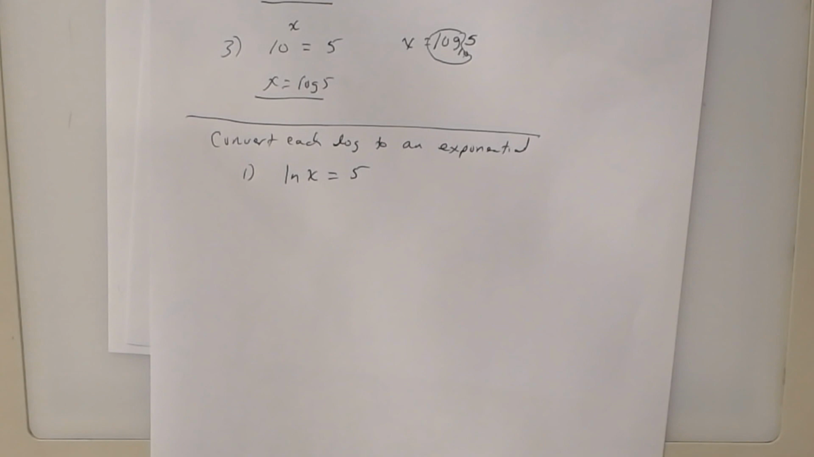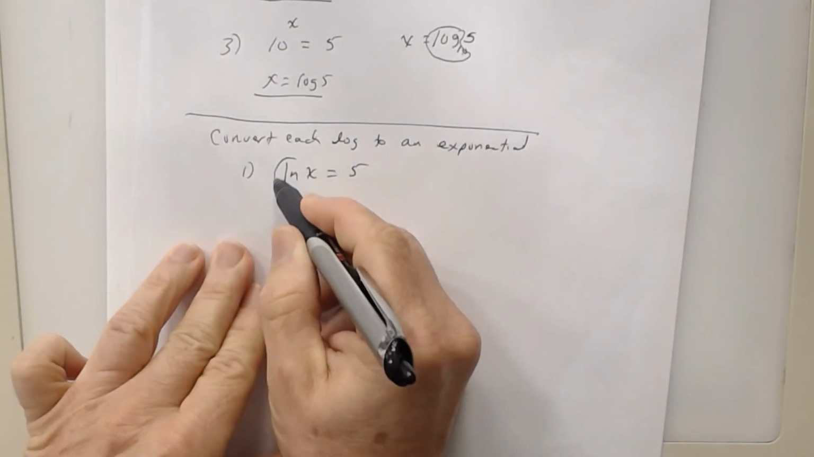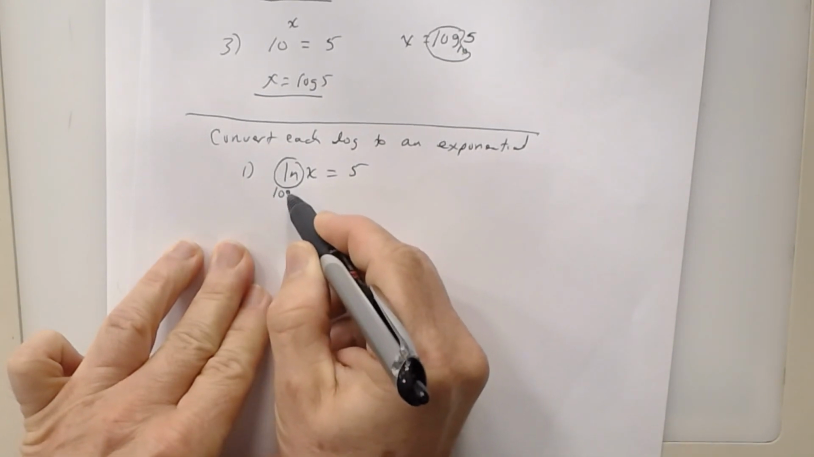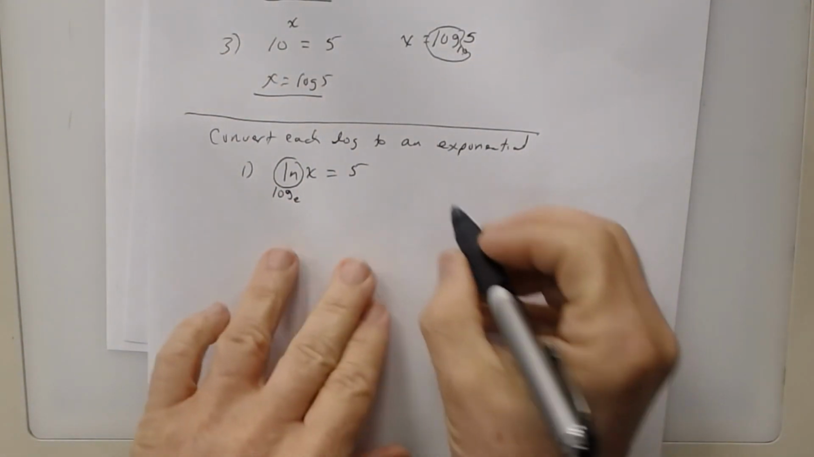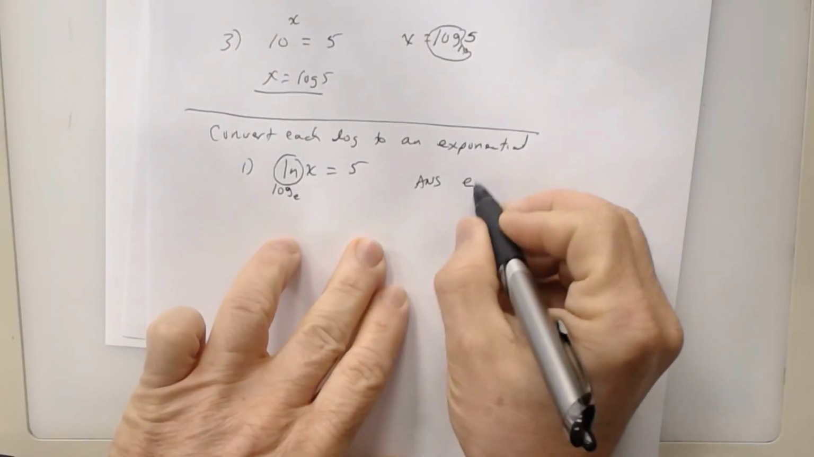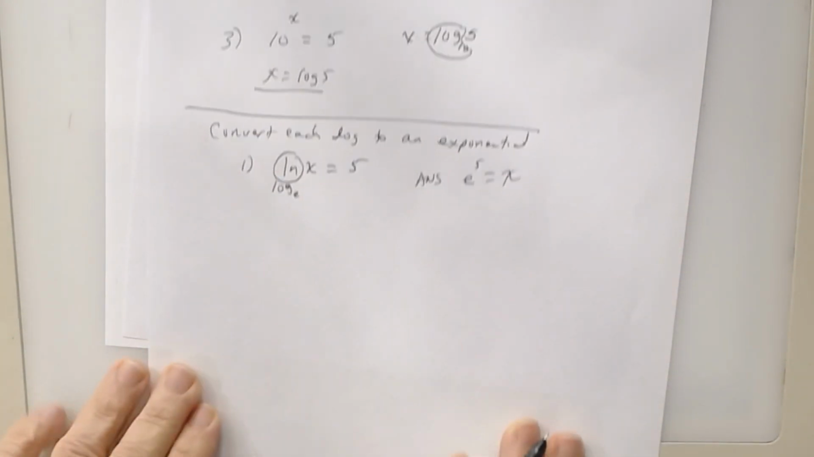You got to remember, ln has what base? E. So in your mind, you're thinking of this right here as log with what base? E. That's what you're thinking about. And now you can tell me what that exponential equation is. You're going to say what? E to the 5th equals x. So your answer: e to the 5th equals x.